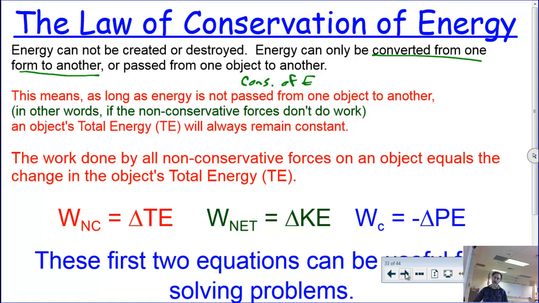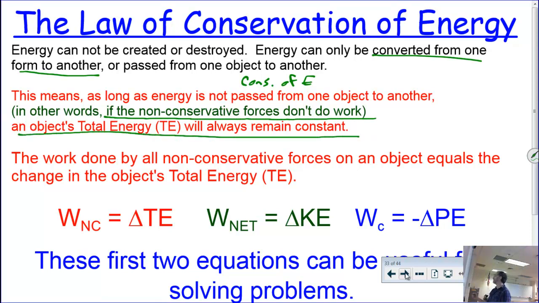What we need to talk about today is what happens when your total energy changes. So remember, what we learned was that if the non-conservative forces don't do work, then an object's total energy stays constant. So if the work done by non-conservative forces is 0, then the change in total energy is 0. So the question then becomes, what happens if the non-conservative forces do work?